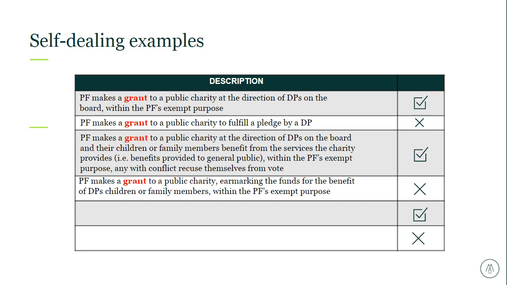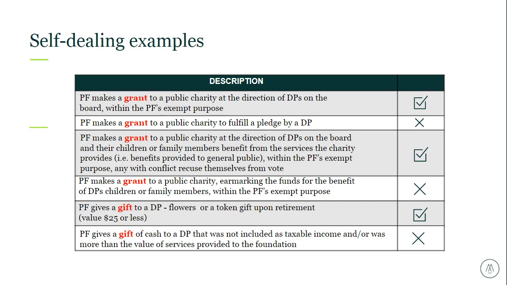And here's a few more examples. A private foundation makes a grant to a public charity at the direction of the disqualified person on the board, and that grant is in line with the private foundation's exempt purpose. That's appropriate. However, if a grant was made to a public charity to fulfill a pledge that was previously made by a disqualified person, that's considered self-dealing.